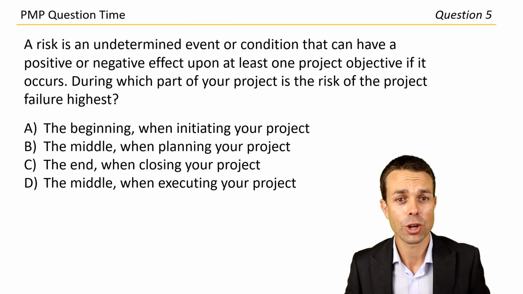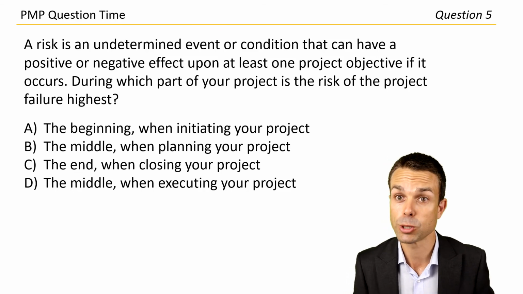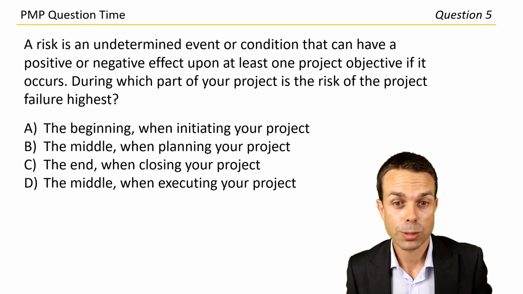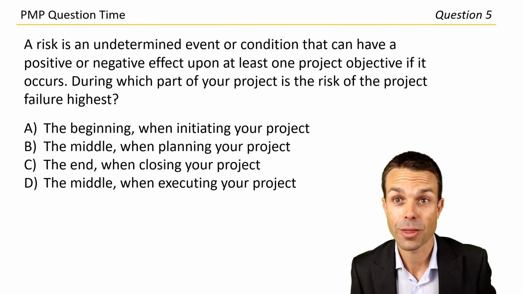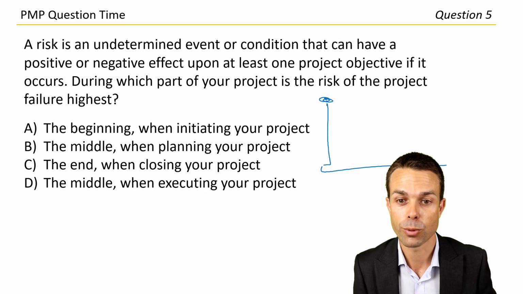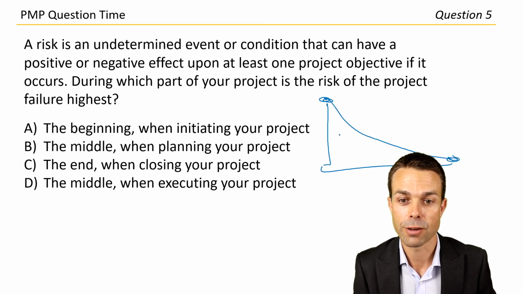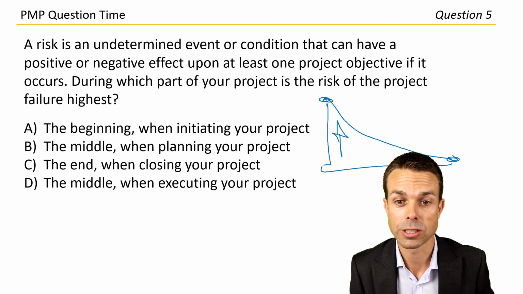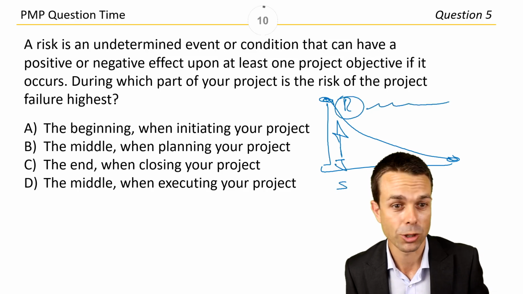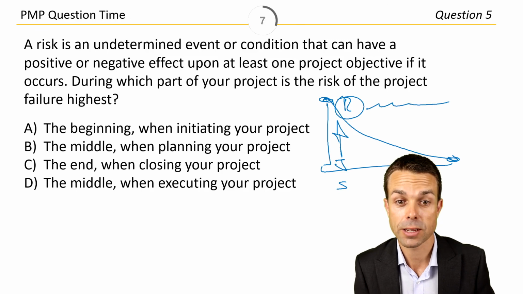A risk is an undetermined event or condition that can have a positive or negative effect, so we've got opportunities or threats upon your project objectives when they occur. During which part of your project is the risk of project failure the highest? Okay, this is very easy. It goes from the start of your project to the end. Definitely the highest at the beginning, highest risk and highest potential. And it's the lowest cost actually for scope changes, which you might see as well. But the risk of failure is highest at the very beginning because anything could happen over your project journey. So beginning, when initiating your project, that sounds promising.